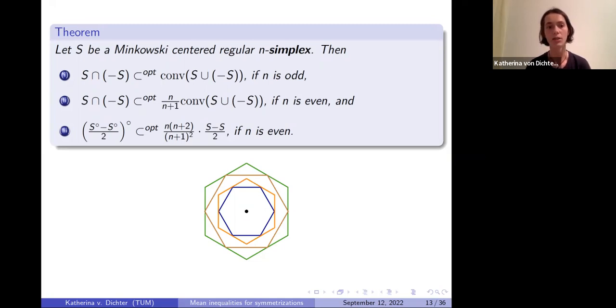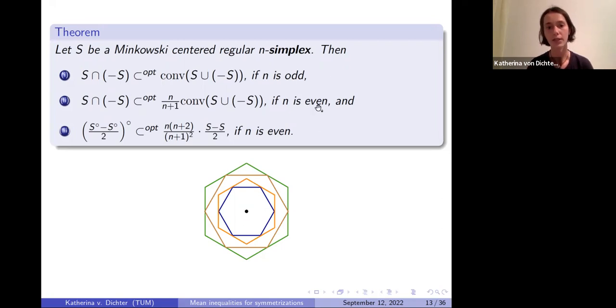When n is odd, for the simplex, the intersection is optimally contained in the convex hull, which means that in the case when n is odd, for the simplex, all of these means are optimally contained in each other, because the minimum is optimally contained in the maximum, so those in between are also contained optimally in each other.